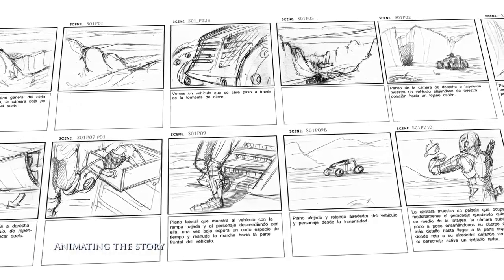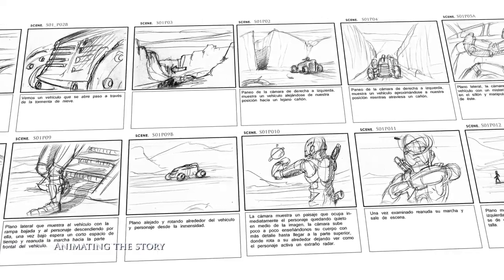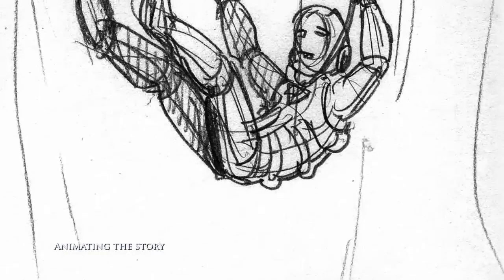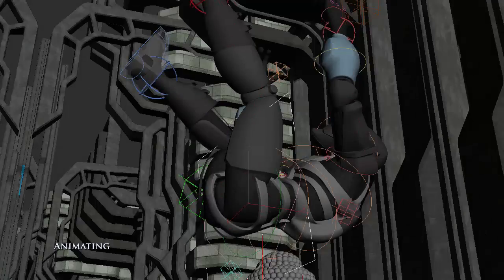Animating the story. The final storyboard gave us the length and the number of shots needed to tell our story. A layout version was tested to confirm that everything was coming along the way we wanted. Then it was time to animate each shot.